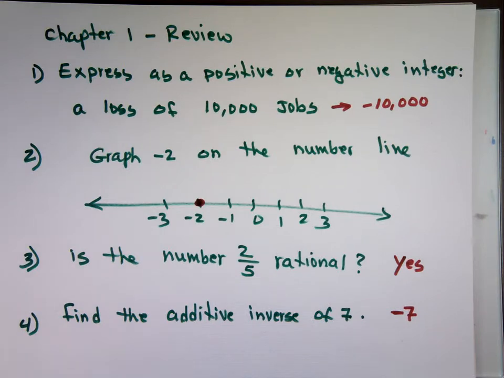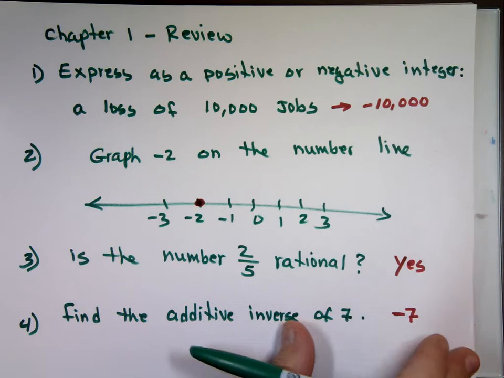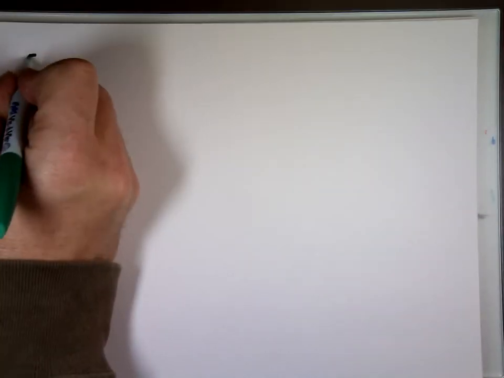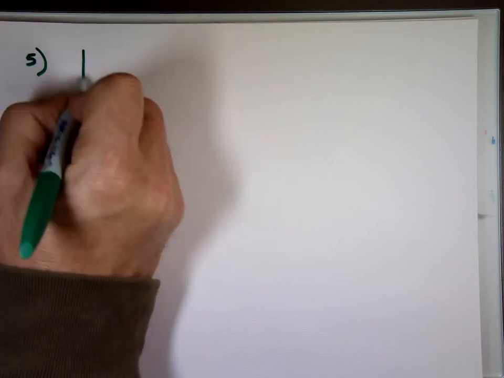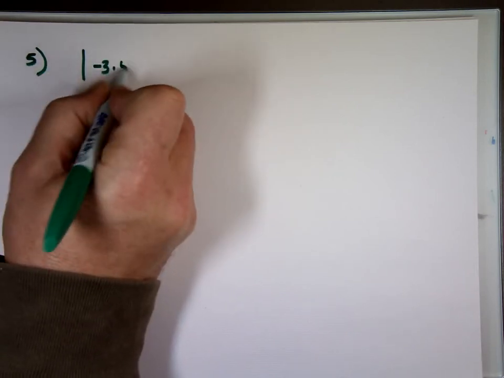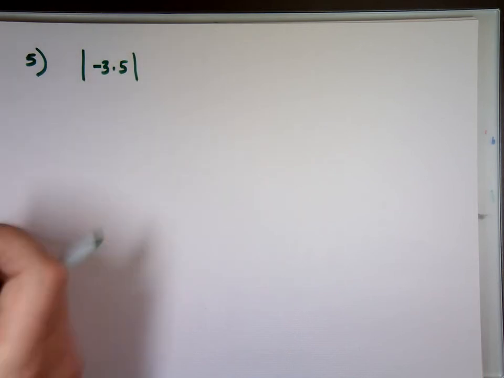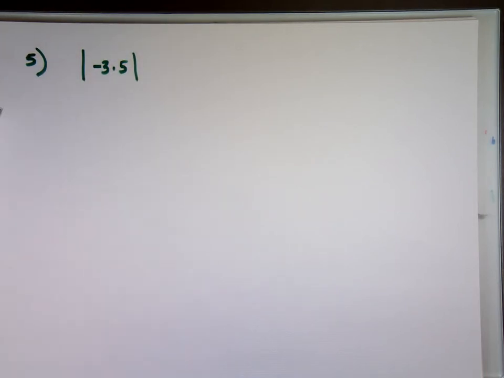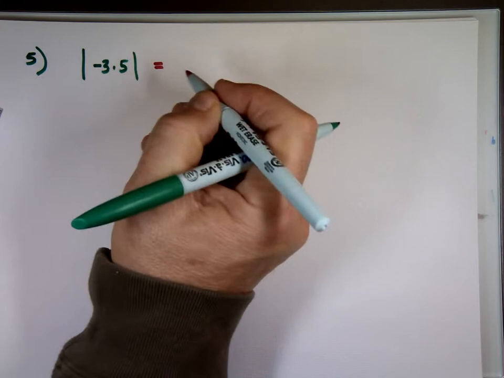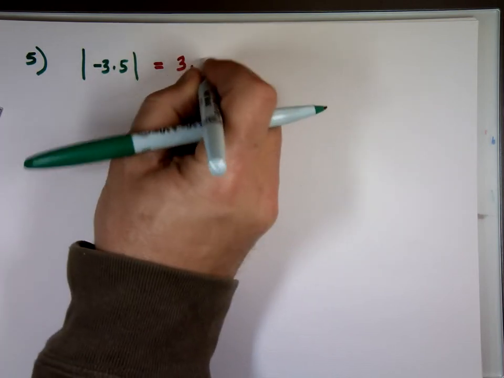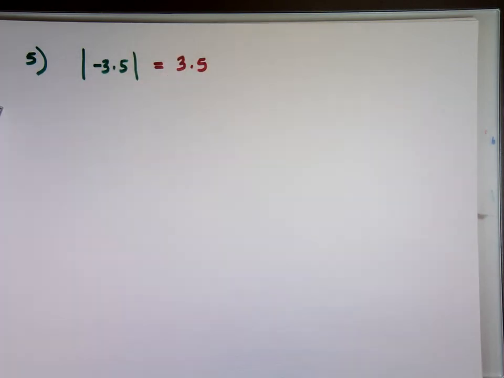Now we start actually doing some little problems here and there. Number 5. What is the absolute value of negative 3.5? What's that equal to? Yep, 3.5. If the number is positive, you leave it alone. If the number is negative, change it to positive.